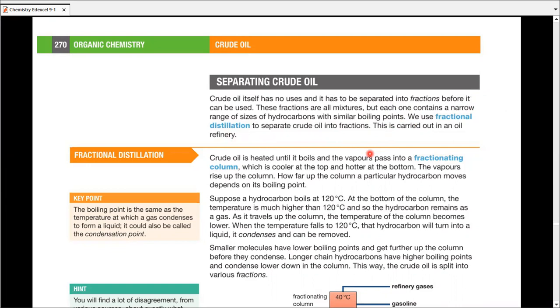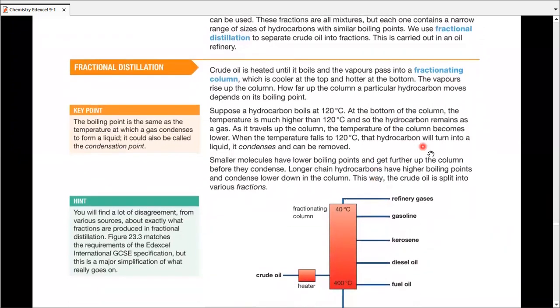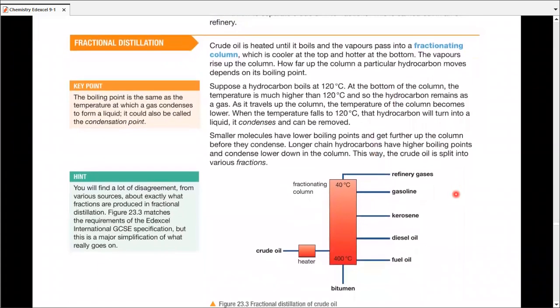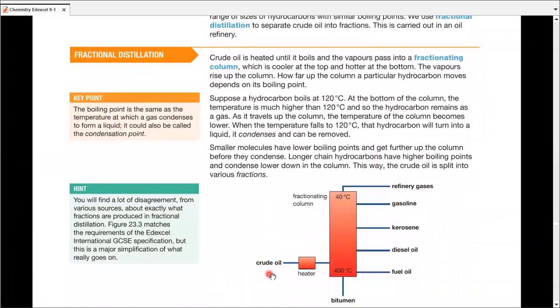So now we carry it out in an oil refinery. Let's discuss the fractional distillation that we carry out in the oil refinery. Crude oil is first of all heated. Now, this is the heater. I'm going to go line by line from here, and at the same time explain on the diagram what's happening. So we're actually starting from the bottom of the fractional distillation column, and there is a heater at the bottom which boils everything, and then the vapors are passed into the fractionating column.